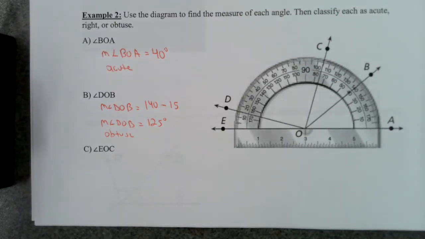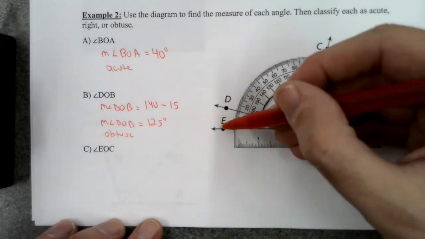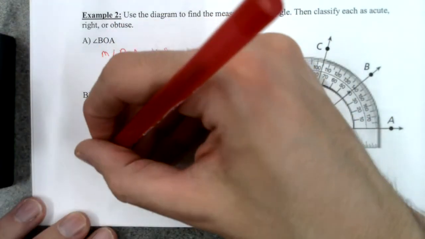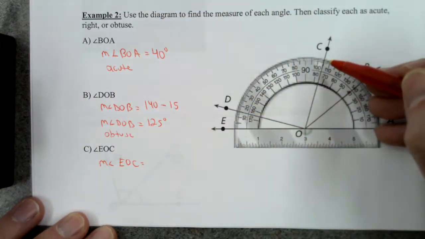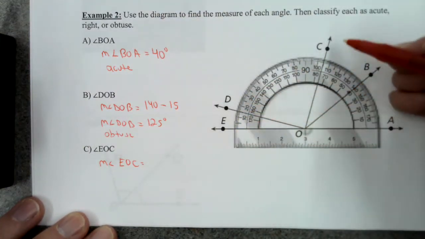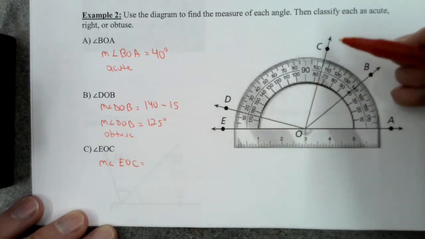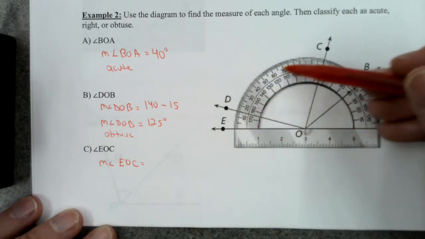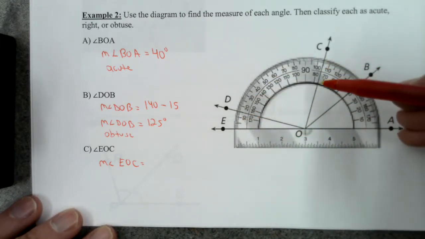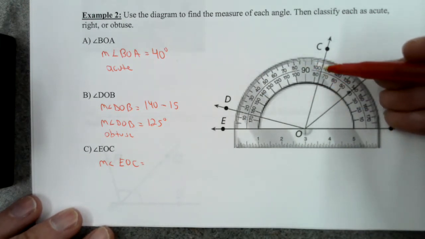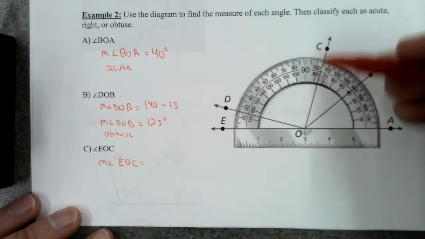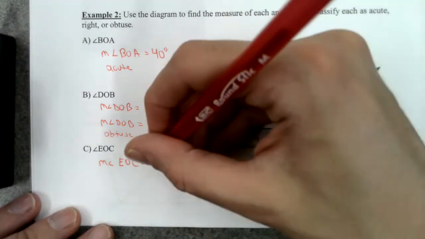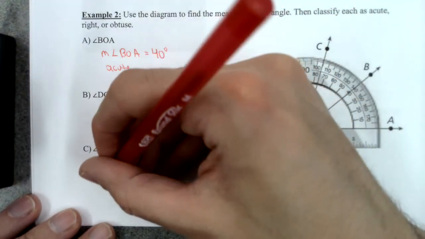Okay, the last one, the measure of angle EOC. Well, first of all, it's bigger than 90, so you should know that ahead of time. And if you look at the two numbers it goes through, it looks like it's going through 75 and 105. So again, you want the one that's bigger than 90, because you can tell ahead of time it's bigger than 90. So the answer is 105, which is obtuse.